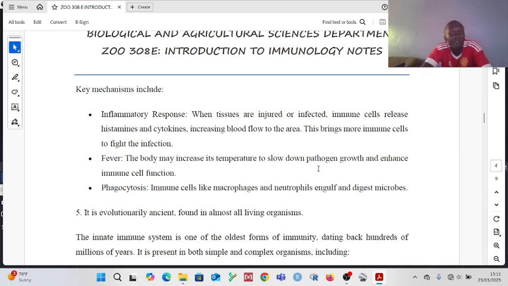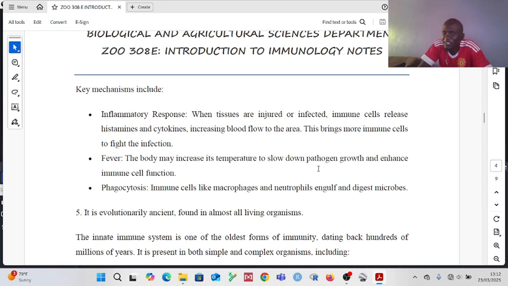The other mechanism is fever. Okay, so with the fever, there is an increase in temperature. Once temperatures are increased, the growth of pathogens will possibly slow down. Once its growth has slowed down, you can contain the spread of that pathogen. Then with the increased temperature, immune cell function is enhanced. So fever iko na faida mbili: slowing down pathogen growth and enhancing the function of the immune cells.